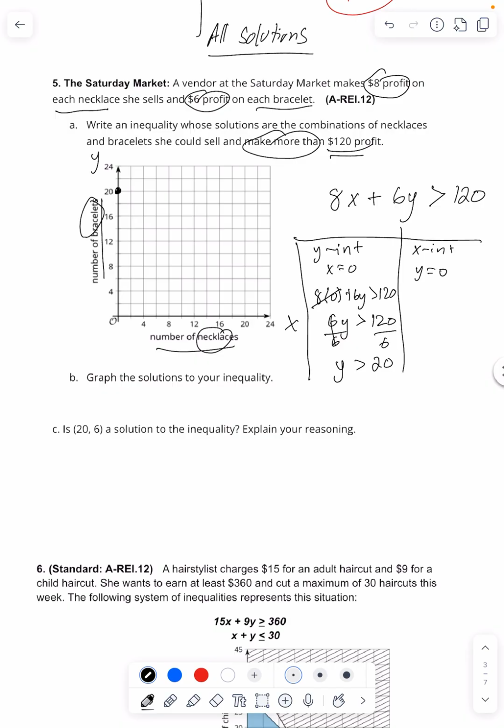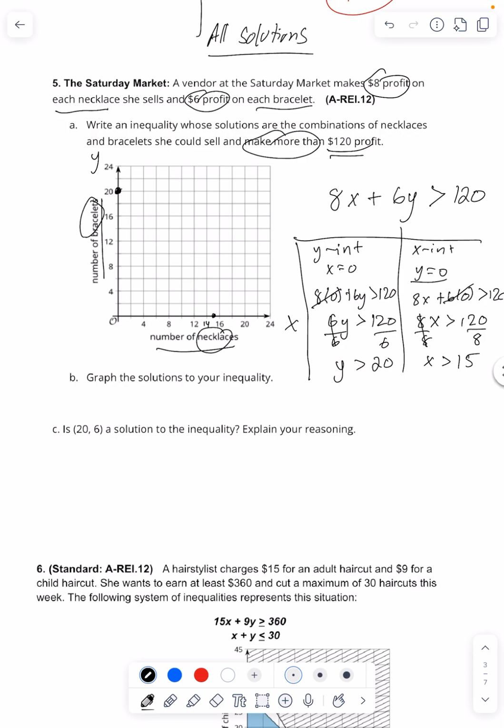And then now we have 8x. So we've got to substitute y equal to 0 now. So 8x plus 6 times 0 has to be greater than 120. That cancels, so we get 8x is greater than 120. Divide by 8 to both sides, and we get x is greater than, in this case, 120 divided by 8, which is actually 15 here. So for the x, this is 12, 14, 16, so it's actually right here in the middle. So we've got to be careful. This right here is 14.